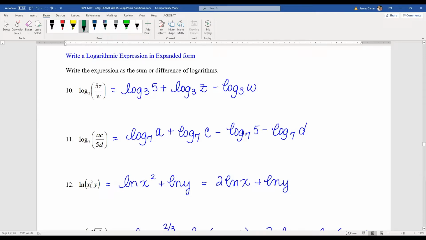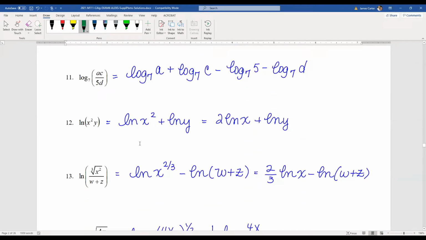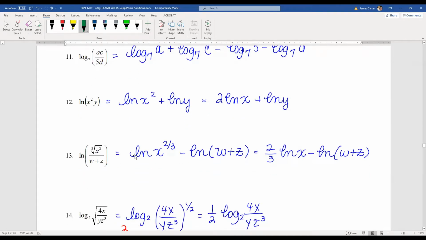Here we're going to add the x's, x squareds, and the y's. And then we have to bring the 2 out front, so we get 2 natural log of x plus natural log of y. And this would have been the same whether it was standard log or natural log. This one we went over in class. By the way, all of these problems we went over in class. So you can look back at your notes for those also. We changed this radical to a fractional exponent. So x to the 2/3.